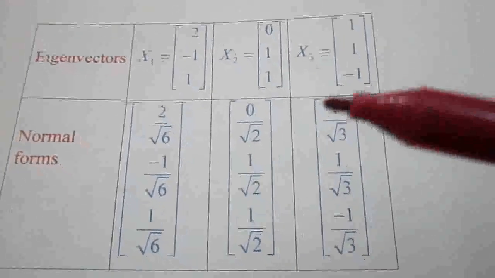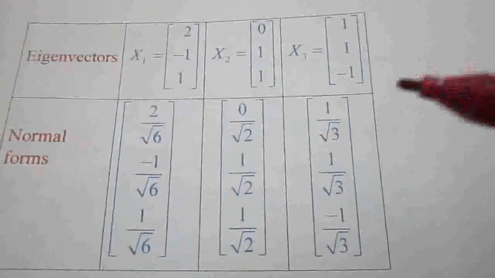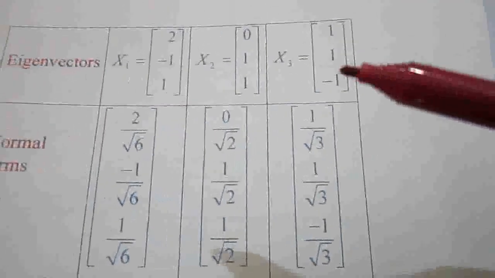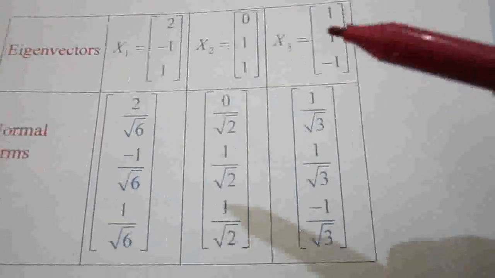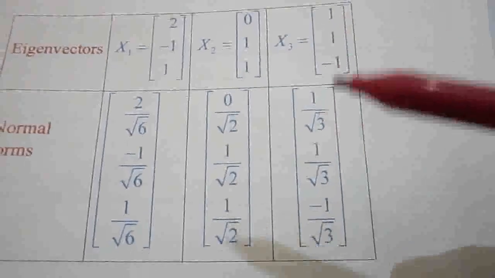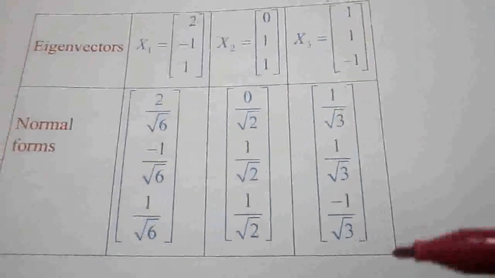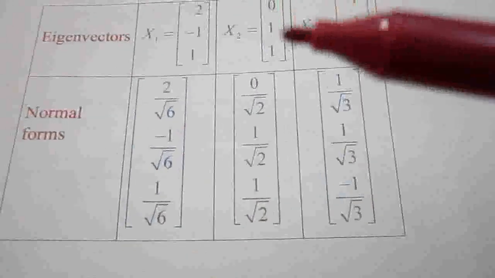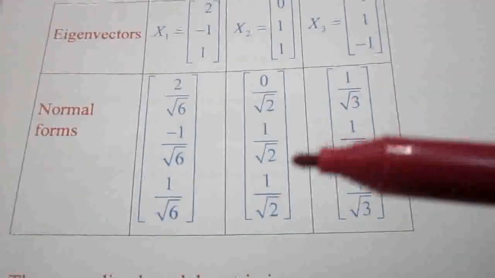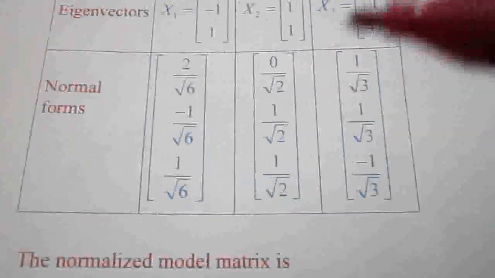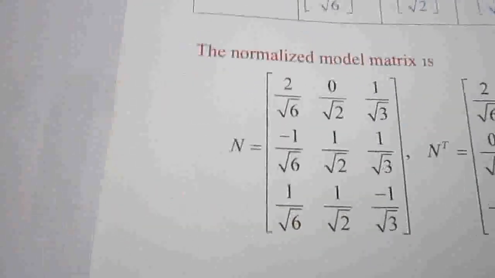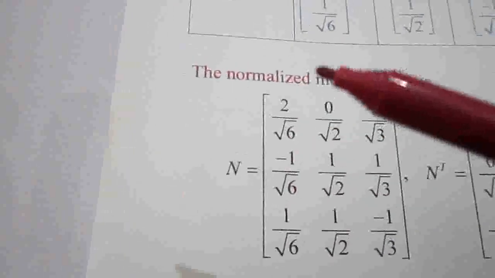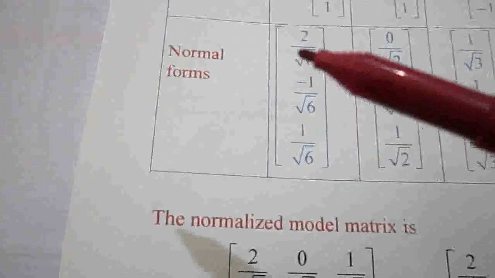And correspondingly, the normal form of the third eigenvector 1, 1, minus 1. The root of 1 square plus 1 square plus 1 square is root 3. So the normal form is 1 by root 3, 1 by root 3, minus 1 by root 3. So these are all the normal forms of the eigenvectors. Now from this I am going to find the normalized model matrix N, whose columns are the eigenvector normal forms.